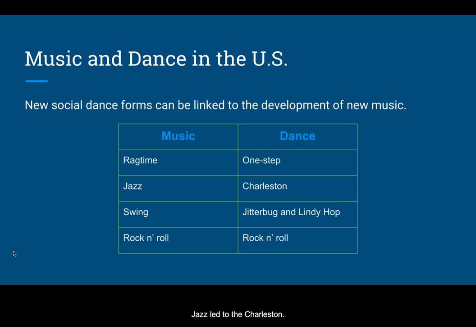Jazz led to the Charleston. The Charleston is an extremely fast dance involving frantic side kicks and steps. It quickly became popular, particularly among the younger generation, but also gained a reputation as a morally dangerous dance. Swing bands and music led to the jitterbug. The jitterbug introduced movements of solo improvisation known as breakaway steps, and also includes a variation called the Lindy, or Lindy Hop. Rock and roll music led to a dance of the same name.